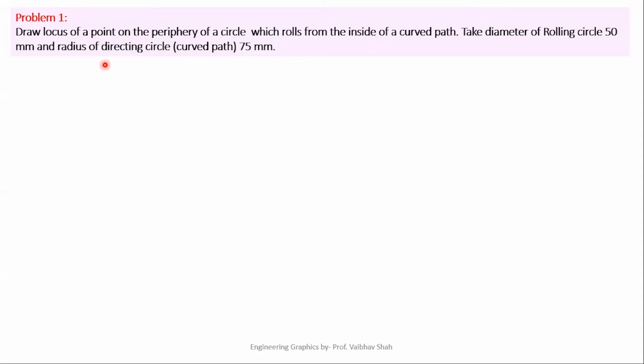Here the radius of the directing circle is given, which is 75 mm. Always remember, the directing circle is the largest circle. To define the directing circle, we'll be using capital D and capital R. So here the radius of the directing circle is given as 75 mm, that means capital R is equal to 75 mm.